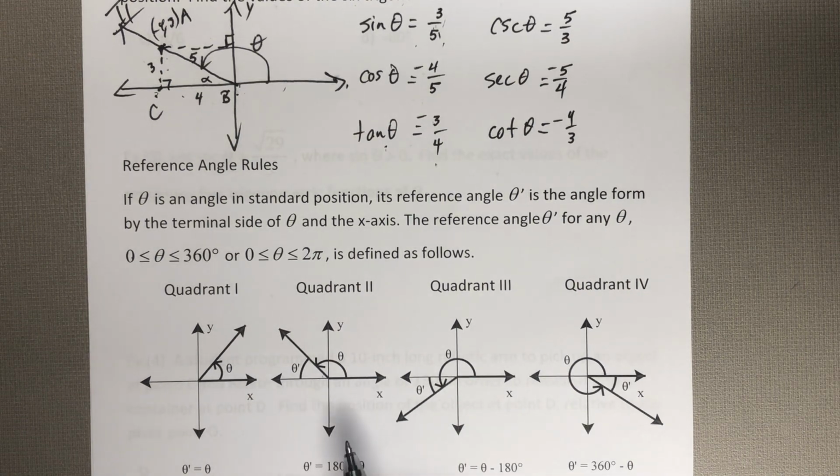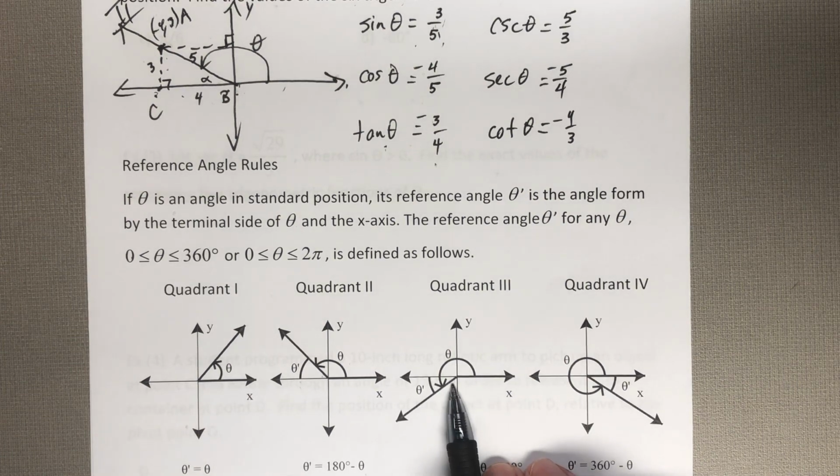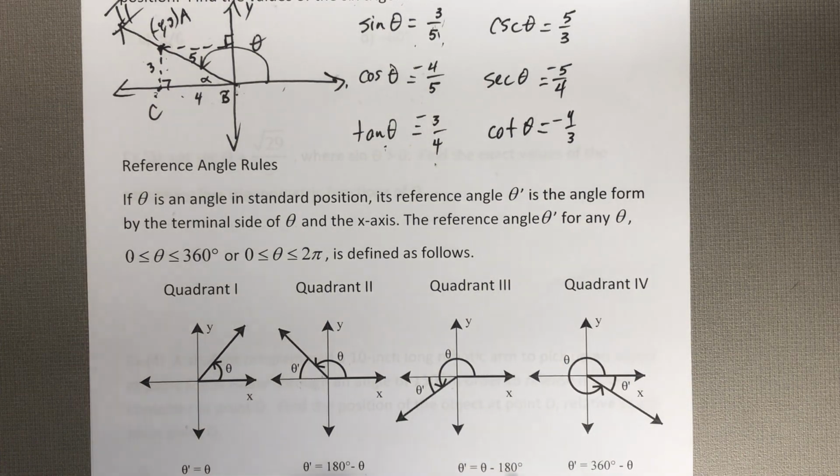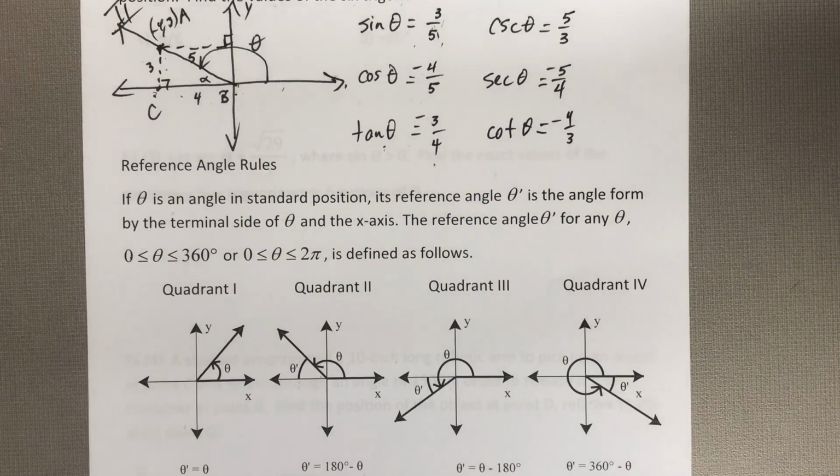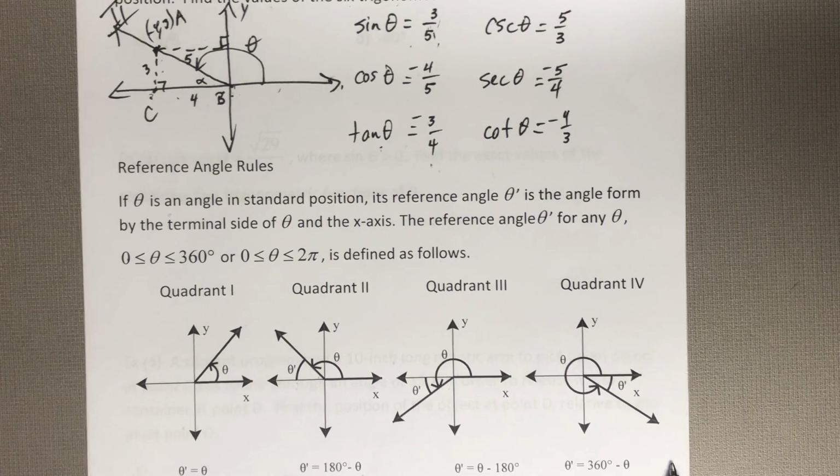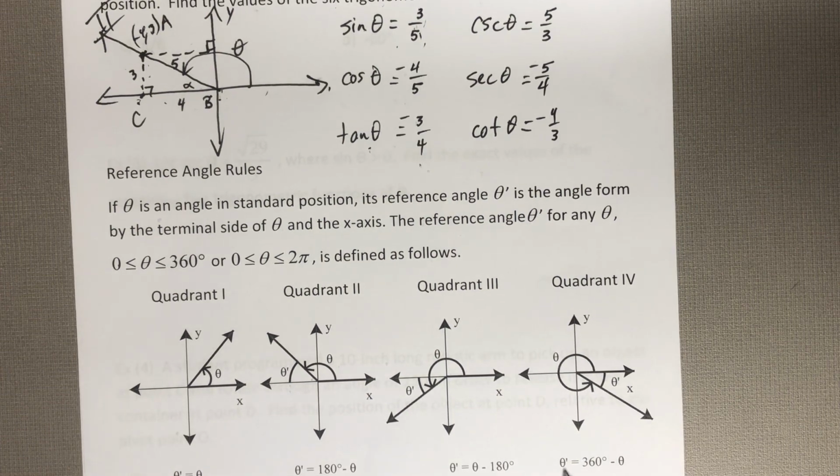If it's in the second quadrant, then theta prime is 180 minus theta if it's in degrees, or pi minus theta if it's in radians. If your terminal side is in the third quadrant, then your reference angle, theta prime, will be theta minus 180 if it's in degrees, or theta minus pi if it's in radians. If your terminal side is in the fourth quadrant, then theta prime will be 360 minus theta if it's in degrees, or 2 pi minus theta if it's in radians. So there's your rules.